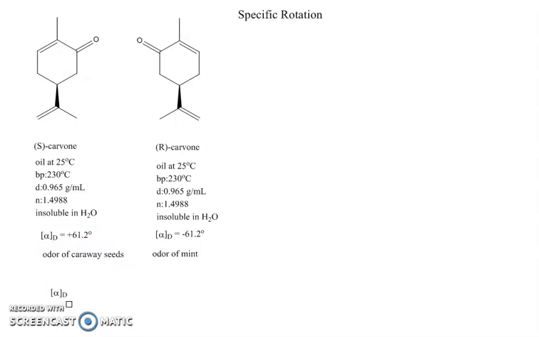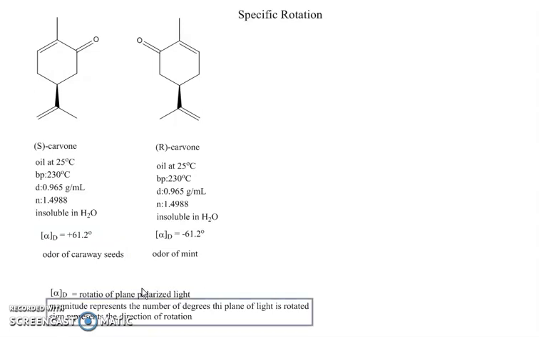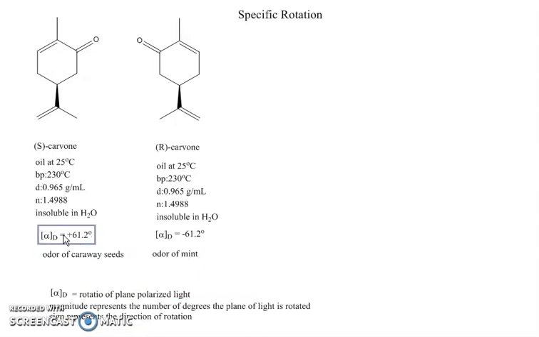So what does this specific rotation refer to? Specific rotation refers to the rotation of plane polarized light. And in terms of the values, the magnitude of this number represents the number of degrees that this light is rotated. So something that has a rotation of 30 rotates light twice as many degrees as something that rotates at 15 degrees. The sign, the plus or minus, represents the direction of rotation. Something that rotates in the positive direction rotates clockwise. Something that rotates in the negative direction rotates the light counterclockwise.